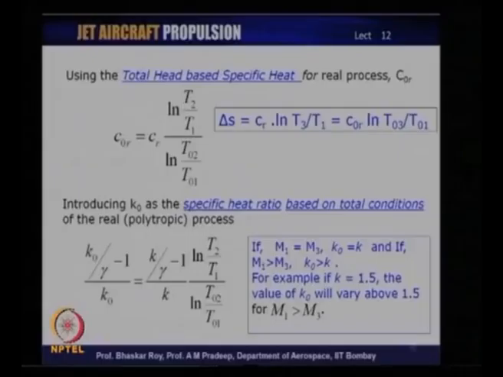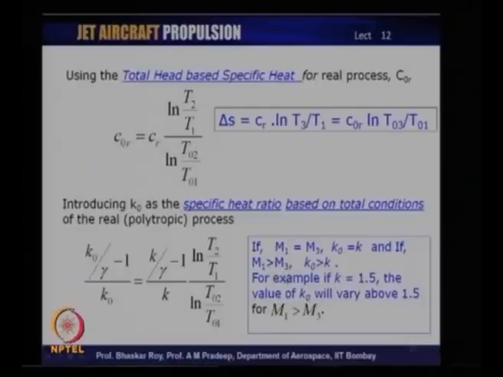What happens is, if you introduce the specific heat ratio as a total parameter, then if the entry and the exit Mach numbers through the compression process are equal, as we have said it sometimes could be equal, then for all practical purposes k 0 is equal to k, and we do not have to bother about k 0. However, if M 1 is greater than M 3, then k 0 is likely to be greater than k 1, and in many practical compressors quite often it may well be so.